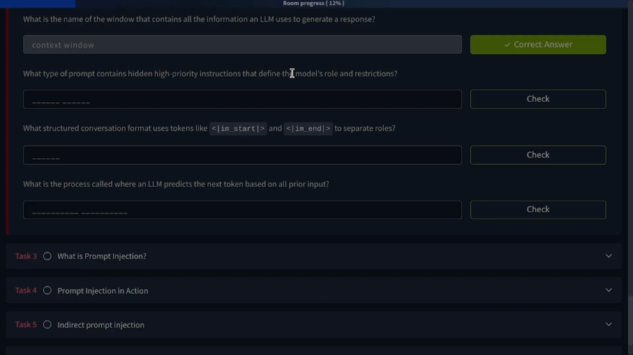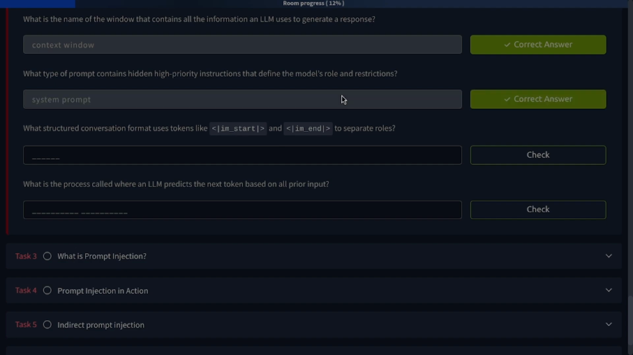And what type of prompt contains hidden high priority instructions that define the model's role and restrictions? So it's going to be either system prompt or developer prompt. Developer prompt contains more developer-like instructions, while system prompt contains more instructions given to the LLM itself for any boundaries, for any rules, for any particular purpose that the LLM is intended to serve.